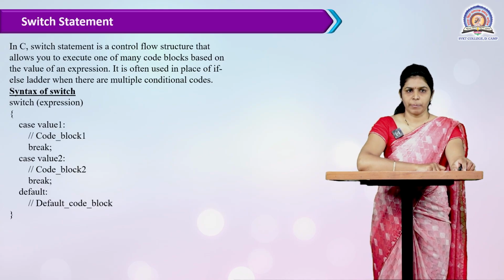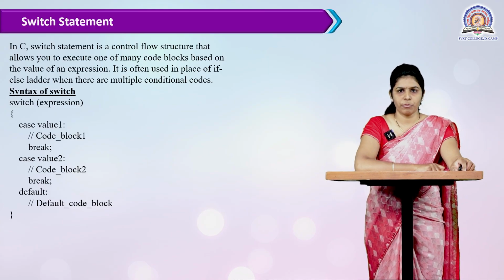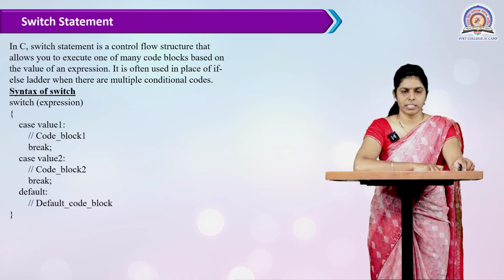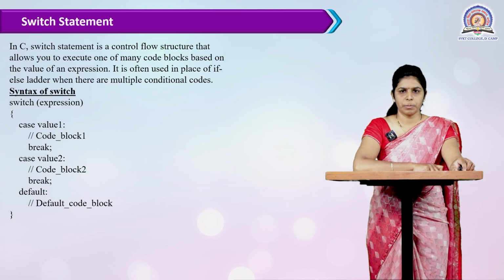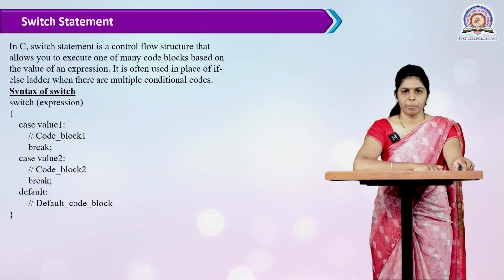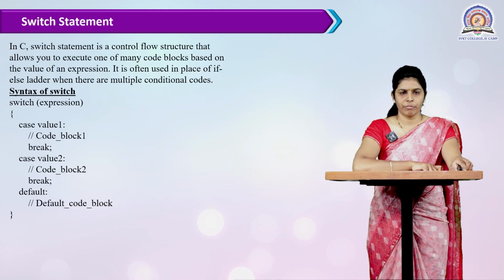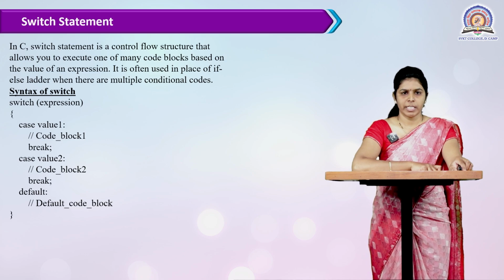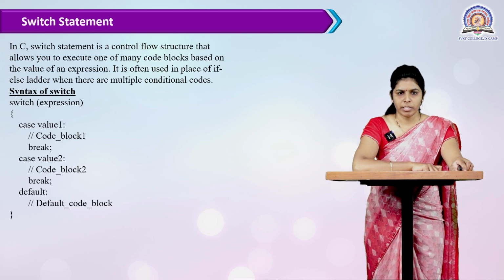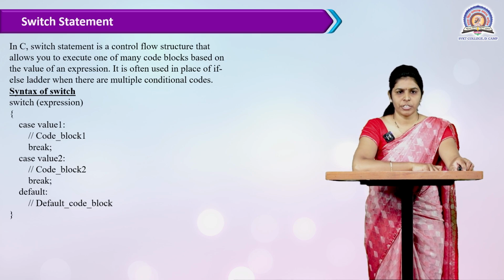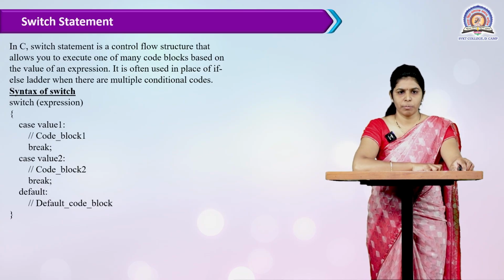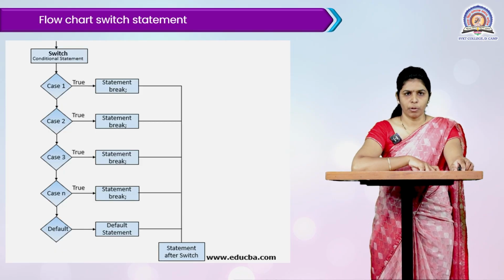Next, the switch statement. In C, the switch statement is a flow control structure that allows you to execute one of many code blocks based on the value of an expression. It is often used in place of an if else ladder when there are multiple conditional codes. The syntax of a switch statement is given below. First, switch, then expression, case value 1, code block, then break; case value 2, code block, break; and if no case is matched, the default code block.